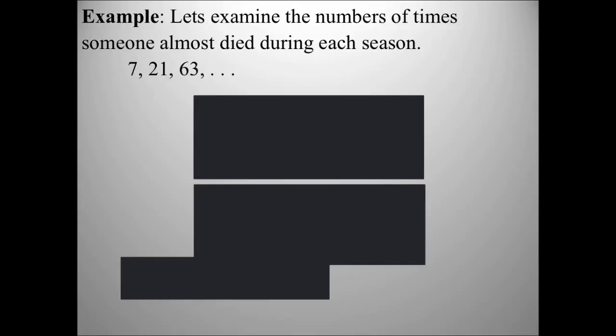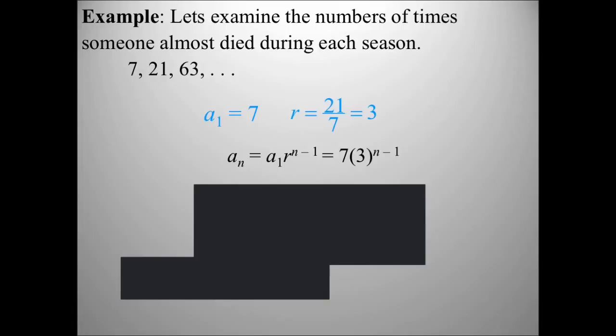To begin with, we want to find our two values, the first term and the common ratio. The first term is of course 7. To find our common ratio, we're going to divide any two consecutive terms. In this case, we divided 21 by 7 and got that our common ratio was 3. Which means as we plug them into our formula, we have 7 times 3 to the n minus 1 power. This will now tell us the number of times somebody almost died in any season.